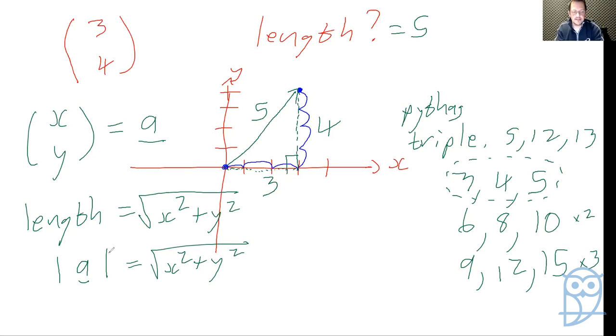In formal maths, this is also known as the modulus of A. All right, so calculating length, very simple. There's no problem with that. If we want to add vectors, it's also incredibly simple.